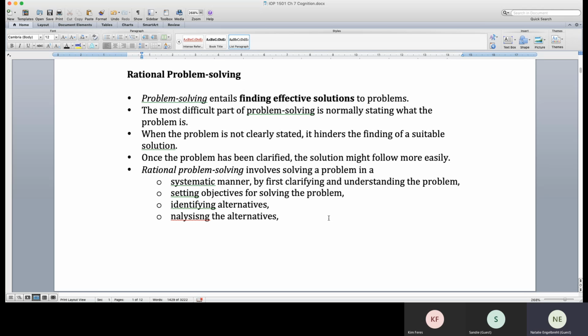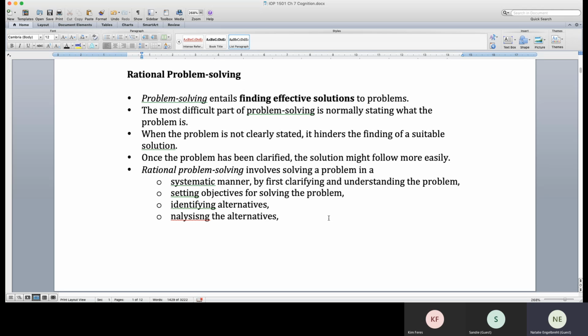The most difficult part, however, of problem solving is normally stating what the problem is. Now, some of you might have already submitted assignments for your coursework, right? And sometimes you need to state the problem. What is the problem that you are going to address within this paper that you are writing? And if you're not able to state that problem sufficiently from all angles, you're going to find it very difficult to write a paper if the problem itself is not clarified and clear. Because when the problem is not clearly stated, it hinders the finding of a suitable solution.